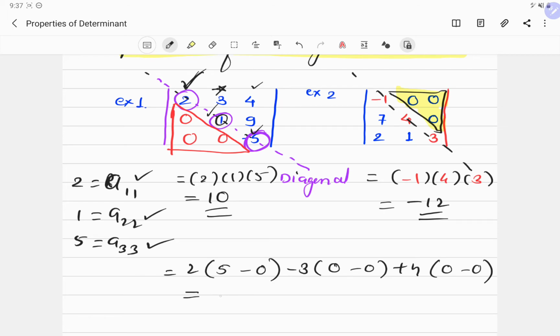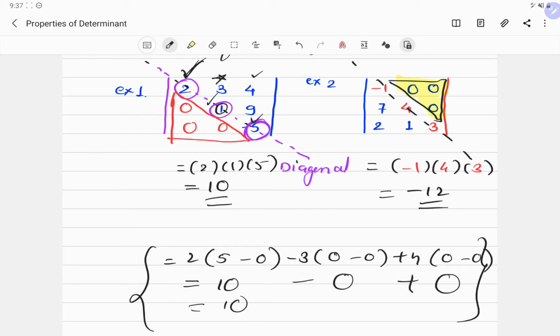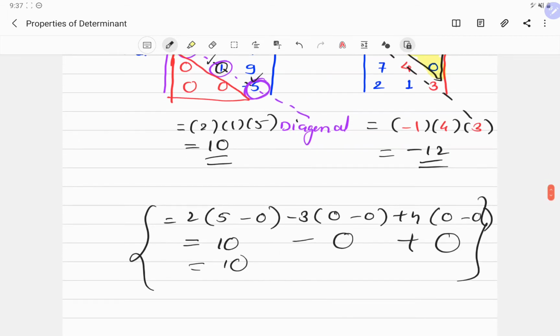So friends, what is your observation? This one is 10, this one is 0, this one is also 0. So the final answer is 10. So there is no need to take an expansion, but please observe that this property will definitely save your time of doing this kind of expansions. I never recommend this kind of expansions once you observe this kind of thing in an examination.